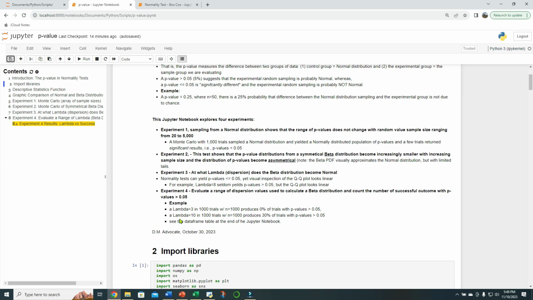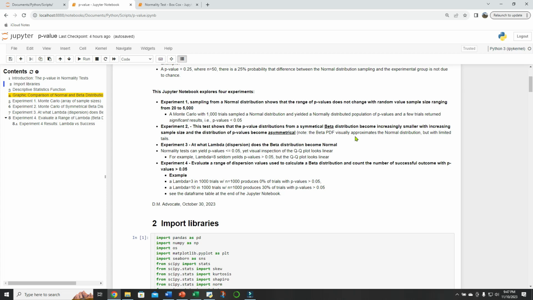But when we look at a beta distribution with a lambda of 10 and 1,000 trials, and again 1,000 samples, it will produce 30% of the trials with a p-value greater than 0.05. At the bottom of this Jupyter Notebook is a data frame that summarizes the p-values and sample size.